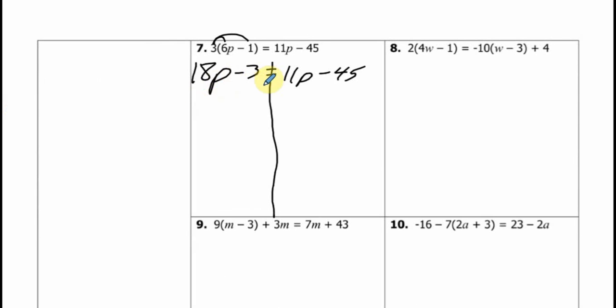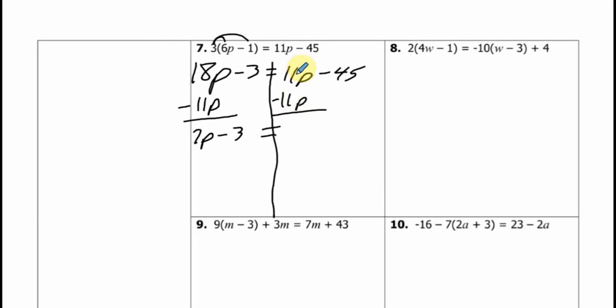The way that I do this is I always get rid of the smaller one. I have 11p on the right, 18p on the left. I'm going to get rid of the smaller one. To zero that out, to make it nothing, I need to do the opposite. So minus 11p. Other side, minus 11p. 18p minus 11p is 7p. Make sure you bring down the -3.